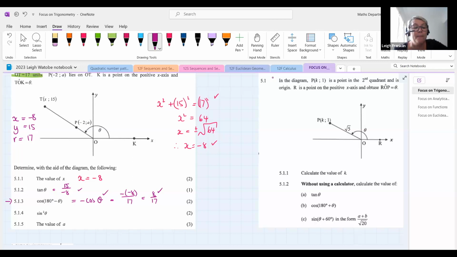Okay. All right, the next one, 514, sine squared theta. So they're asking you to write y over r and square it. So you would have put 15 over 17 and squared it. This would have given you 225 over 289.